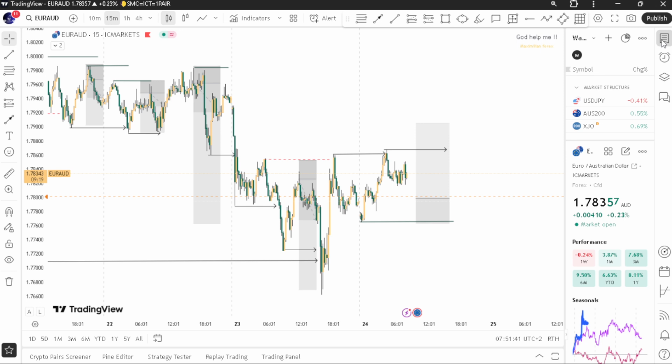So today, like I always do every day, I do directional bias and how I find my directional bias every day for my trades and my entries.